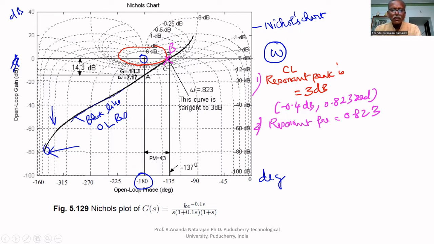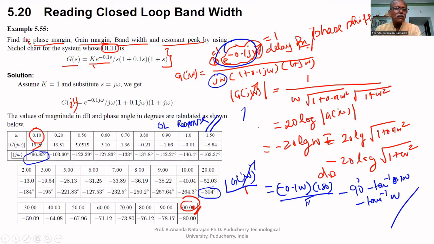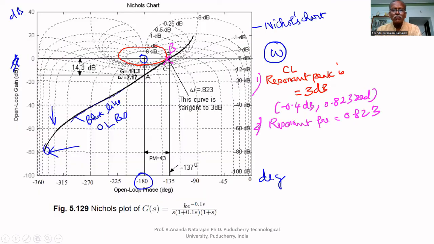Next, what we have to read? Resonant peak. Then bandwidth we have to read. How to read bandwidth? We have to consider the minus 3 dB M circle. This is the minus 3 dB M circle.